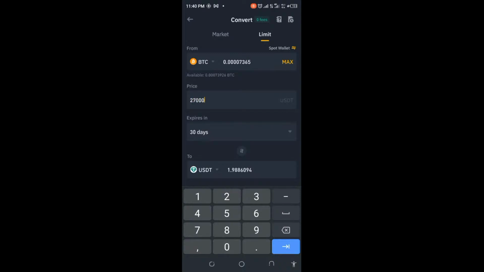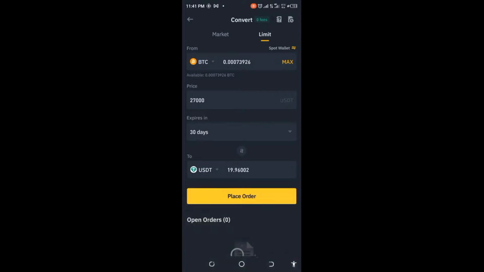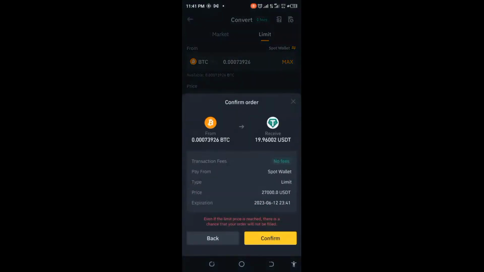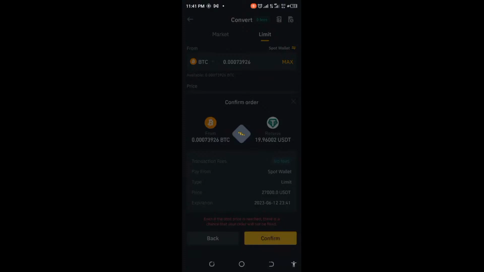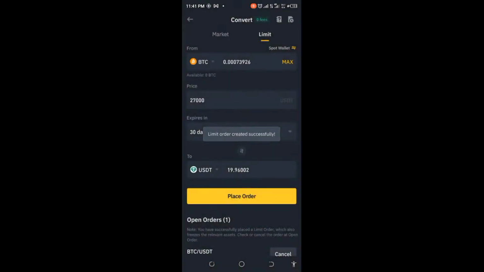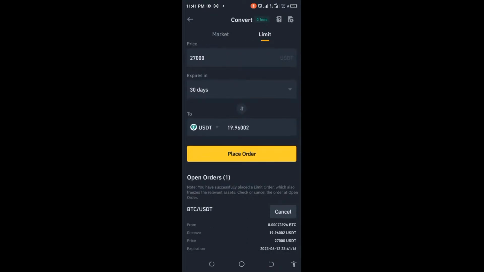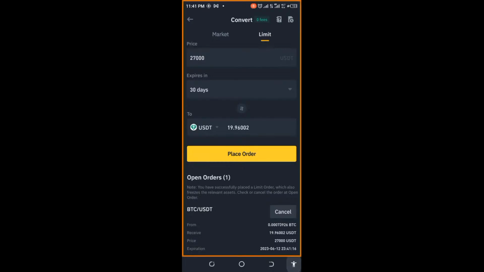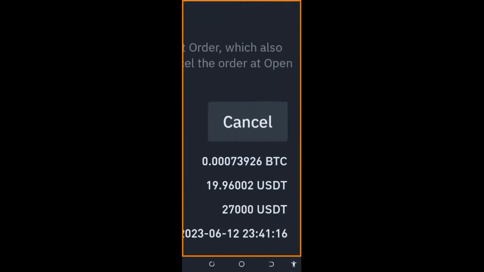Let's see. Okay, if I choose this, this is going to be extra 10 cents. I'm going to work with that. So let's go ahead and place the order at 27,000. Good. Let's go ahead and do that. So this is supposed to give us 19.96, which is like 10 cents more. Well, let's see how this goes.